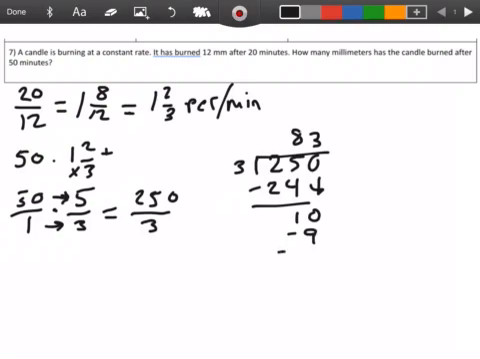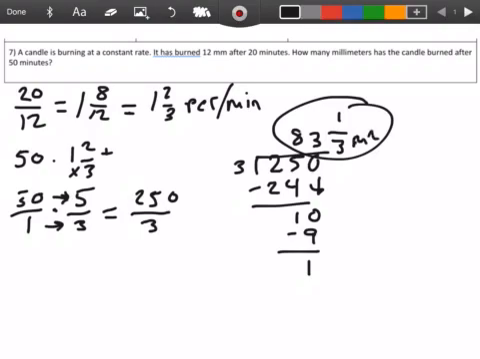So I need to subtract, which is going to be 10 minus 9, which is 1. Okay, so I have a remainder of 1. The easiest way to deal with the remainder is to say what it is, 1, and we were dividing by 3. So our answer is 83 1/3 millimeters.